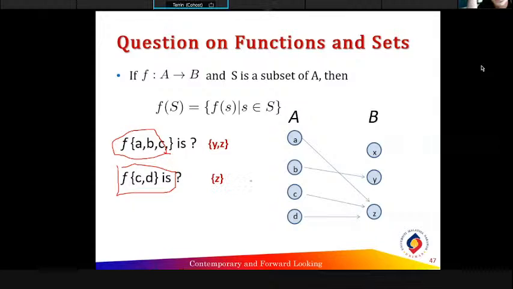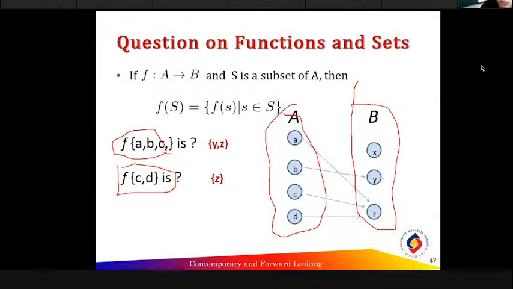Now, one more thing you have to remember: your domain, the list of elements in your domain, all of those elements must have a value in B. That means every single element in A must be assigned to an image in B. But for B, not all the elements need to have a pre-image.